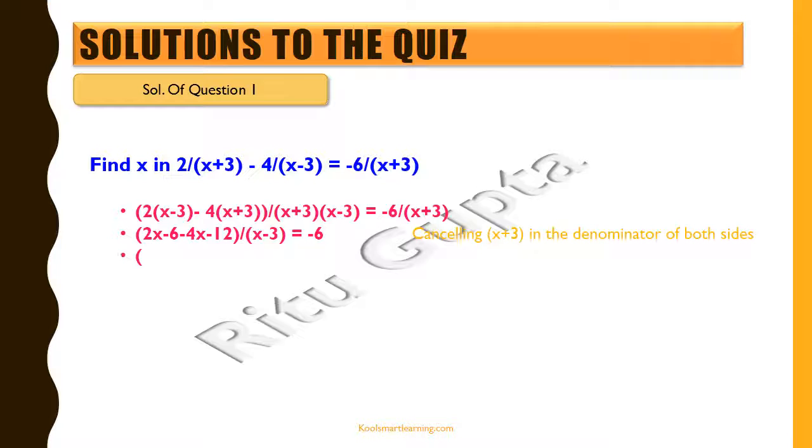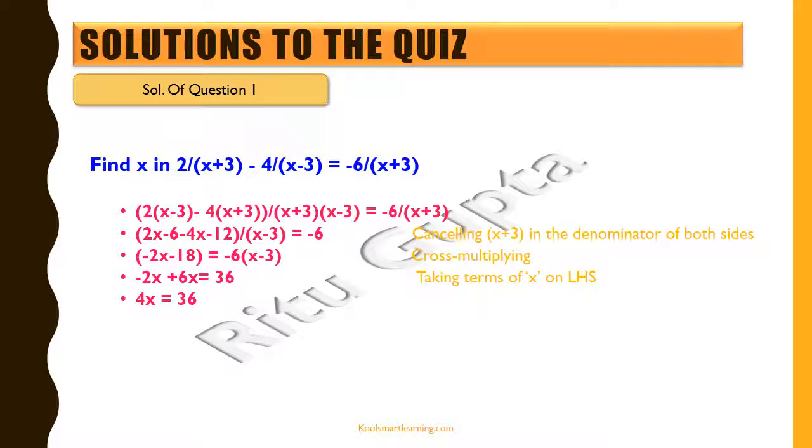Then we'll now cross multiply and we'll make it minus 2x minus 18 is equal to minus 6 into x minus 3. That gives us minus 2x plus 6x. Now we are transposing. Minus 2x plus 6x is equal to minus 18 plus 18. That makes it 36. So 4x is equal to 36, x is equal to 9. So option A is the correct answer for this.